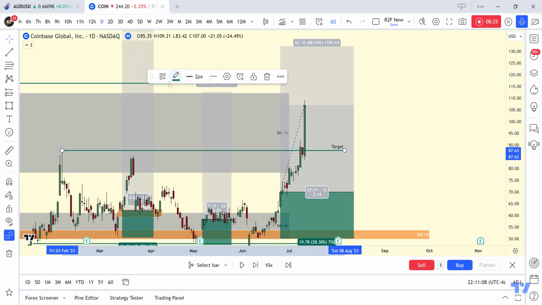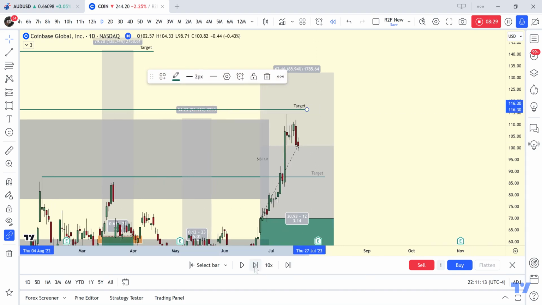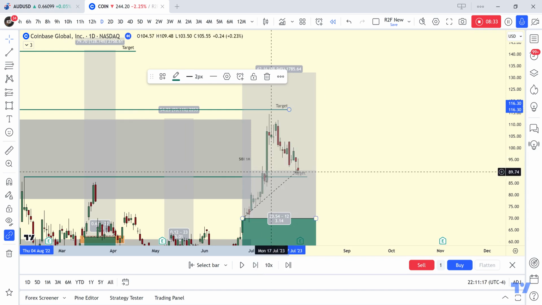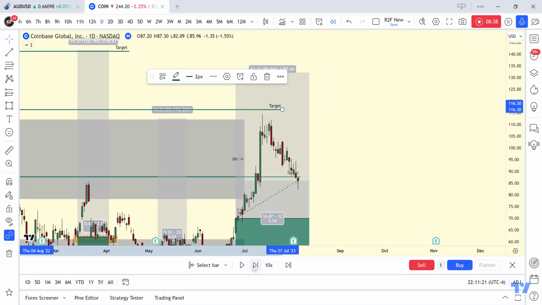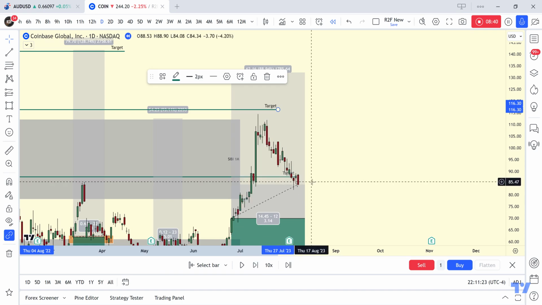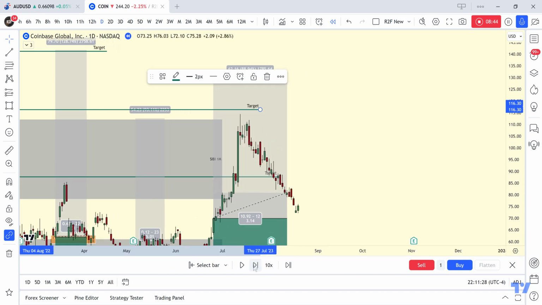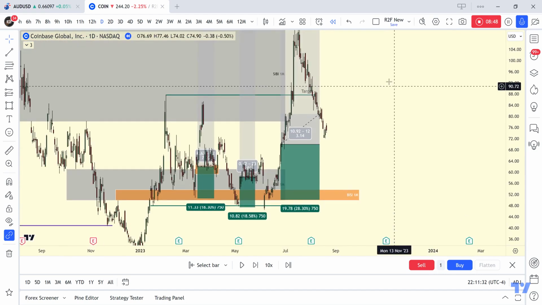First target hit. Second target into this gap. Order block here. We get change in state of delivery. We're going to break that. Okay, let's see this candle. This high is waiting here.